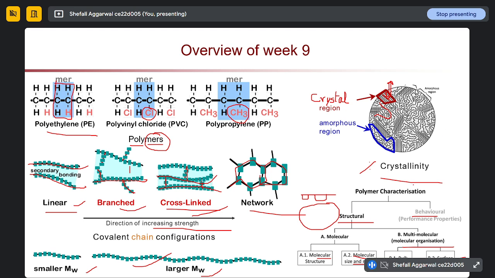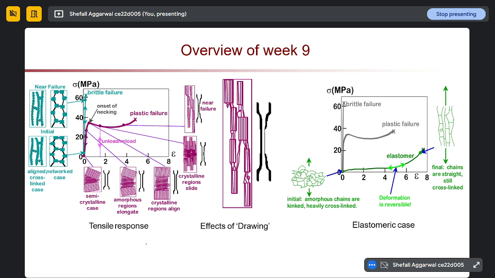Other things is behavioral characteristics. Mainly, if we talk about behavior, it is mainly the mechanical characteristics, or tensile response. So if we go to the tensile response of any polymer, this is how a normal polymer tensile strength will look like. These are two types of behavior we are talking about: brittle failure and plastic failure.